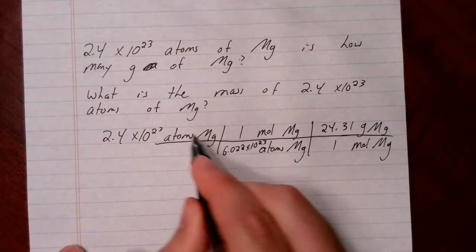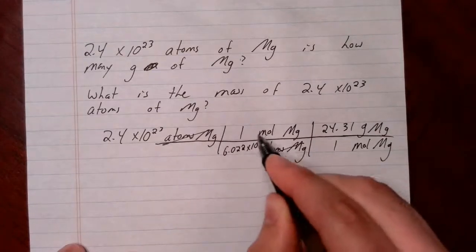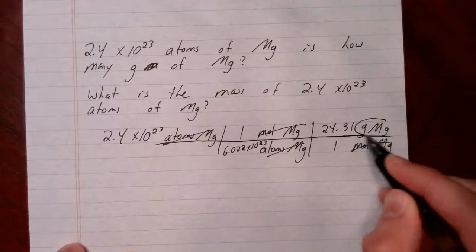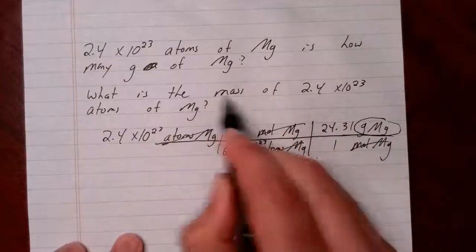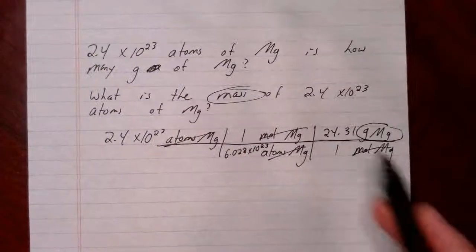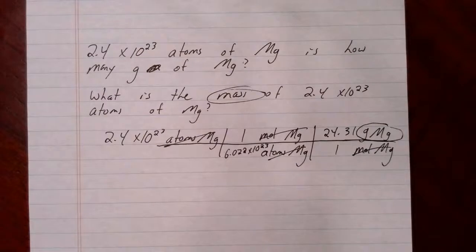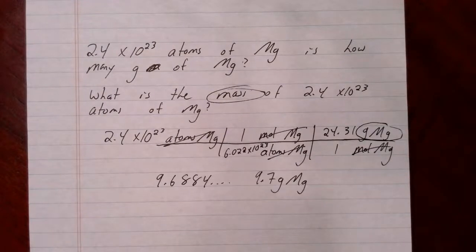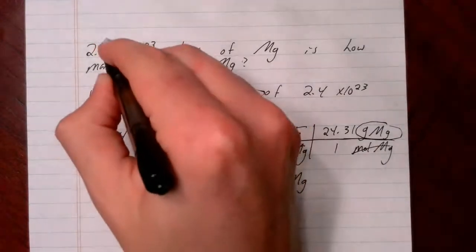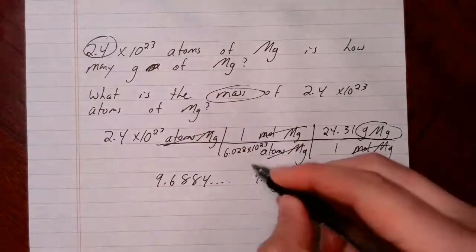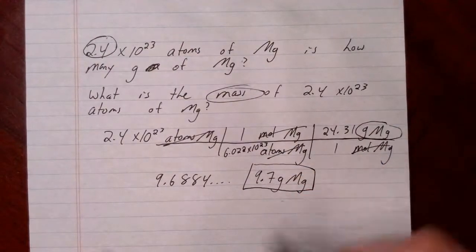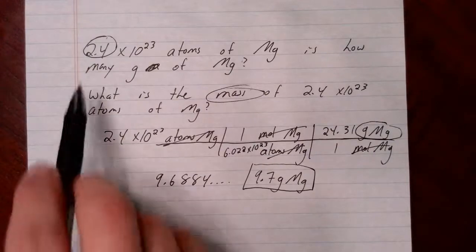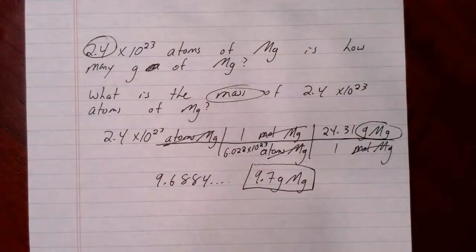I go back and double check my units. Atoms cancels atoms, moles cancels moles, I'm left with grams. What did I ask you for? I asked you for the mass. Grams is a unit of mass, so I'm in good shape. So I type this in the calculator, and I should get 9.6884. So we have 2 original significant digits in the problem, so I round my answer off to 2 significant digits. So there are 9.7 grams of magnesium in 2.4 times 10 to the 23rd atoms of magnesium.